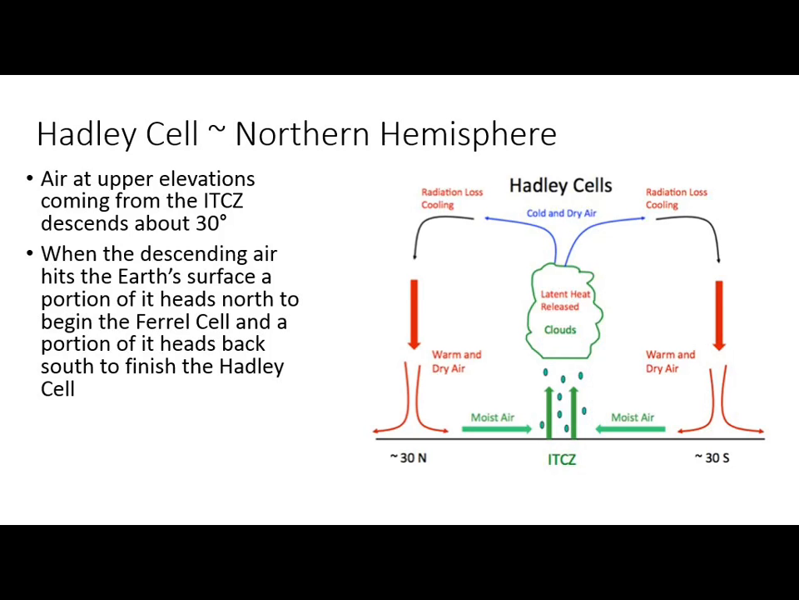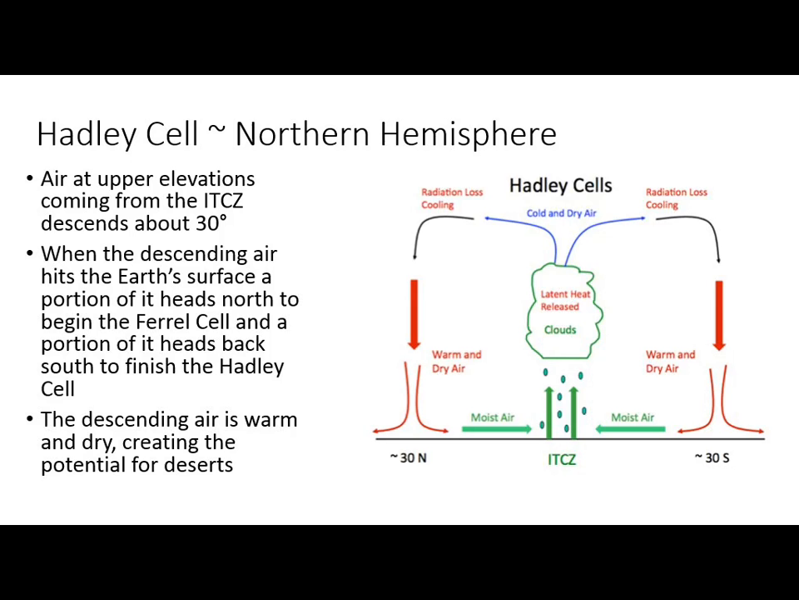I just think of it kind of like wild, so we are like wild child. Because we are in the feral cell. The feral cell goes from about 30 to 60 degrees latitude in both hemispheres. That's the feral cell. Okay, so that's kind of how that goes. Hadley cell.